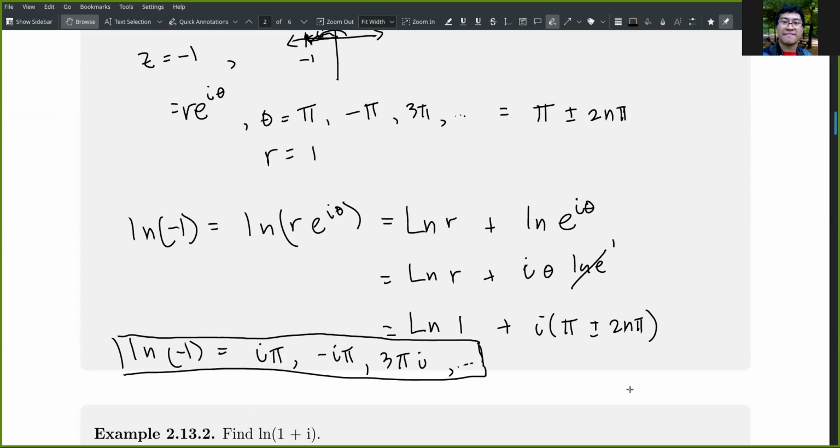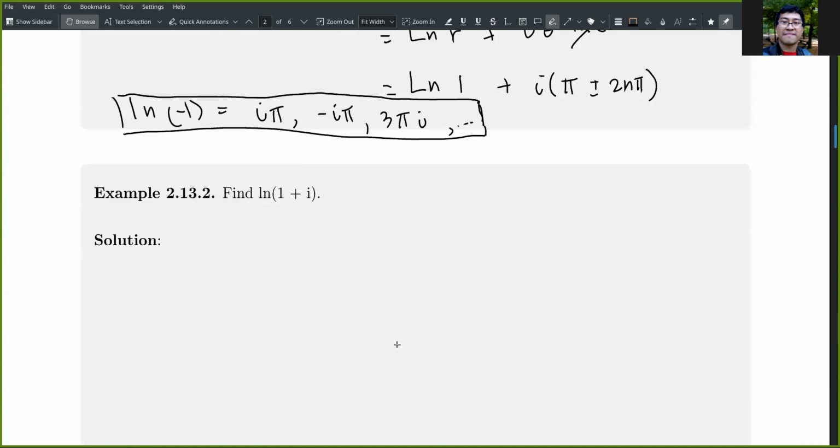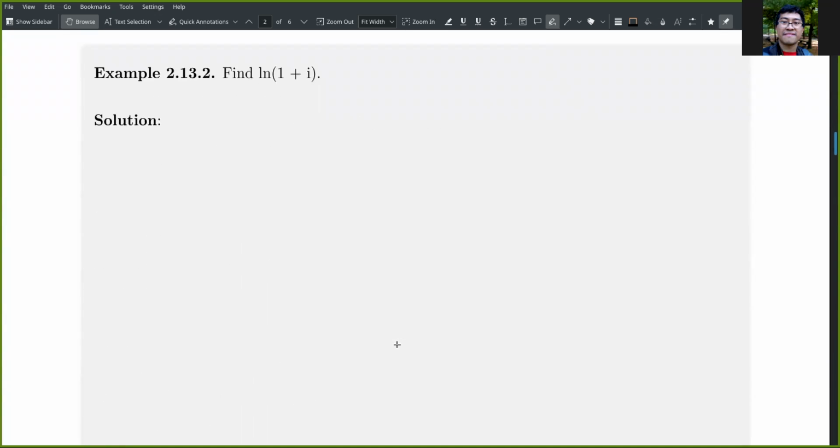So these are all the values of our ln of negative 1. Another example, find ln of 1 plus i. So here, 1 plus i in the xy complex plane. Say this is 1, minus 1, 1, minus 1. This here is our 1 plus i.